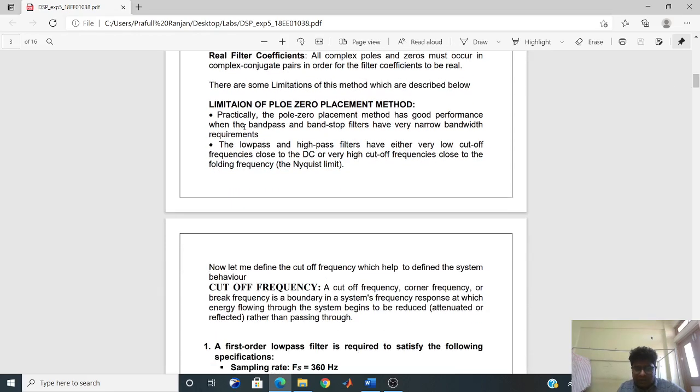And these are some limitations of the pole zero placement method. Practically, the pole zero placement method has good performance when the band pass and band stop filters have a very narrow bandwidth requirement. If you use a high bandwidth, then it is not going to work accurately. So for more accuracy, we need a narrow bandwidth requirement. Similarly, the low pass and high pass filters have either a very low cutoff frequency close to DC or a very high cutoff frequency close to the folding frequency.